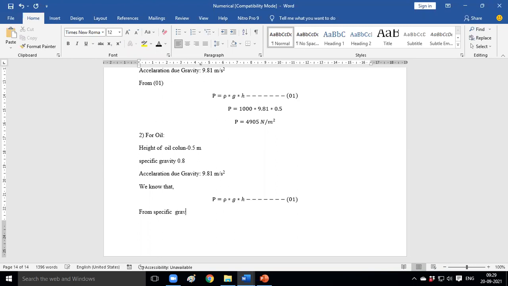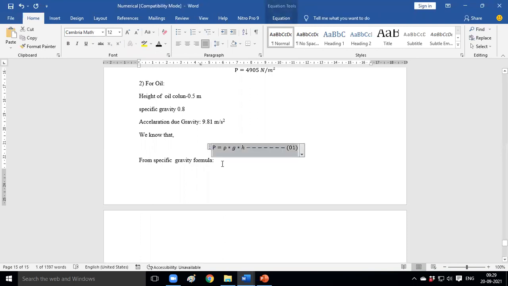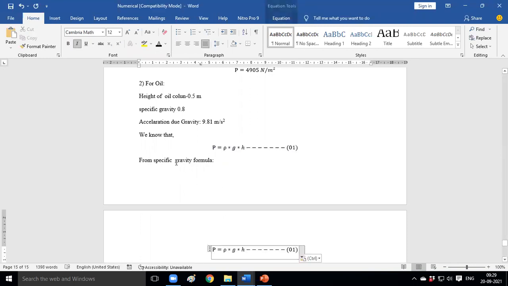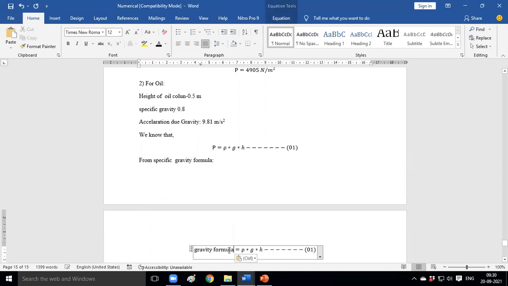We know the specific gravity formula. What is the specific gravity formula? The common formula. We can put it in another form, in terms of density. In the modified formula, the formula is the same, we just put it in the modified format.